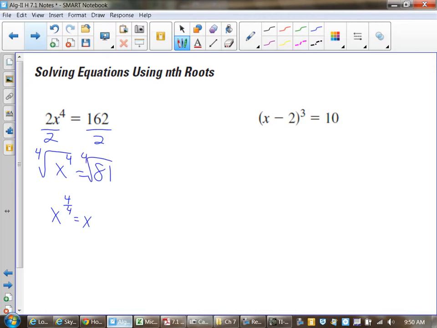What do you have to make sure you put? Plus or minus. If it was a 3rd root, did I have to do plus or minus? I only have to worry about plus or minuses when I have what kind of a root? Good.